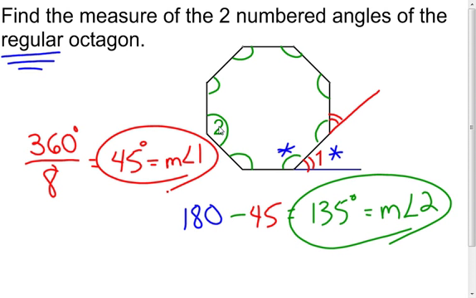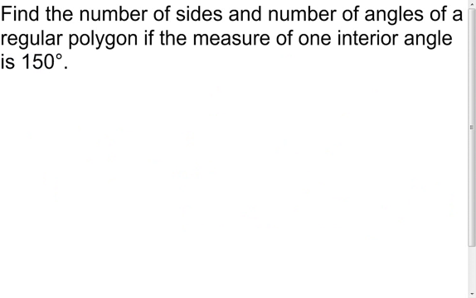Now, my next one is a little bit different, no picture to start. I have a little word problem. It says find the number of sides and the number of angles of a regular polygon if the measure of one interior angle is 150 degrees.